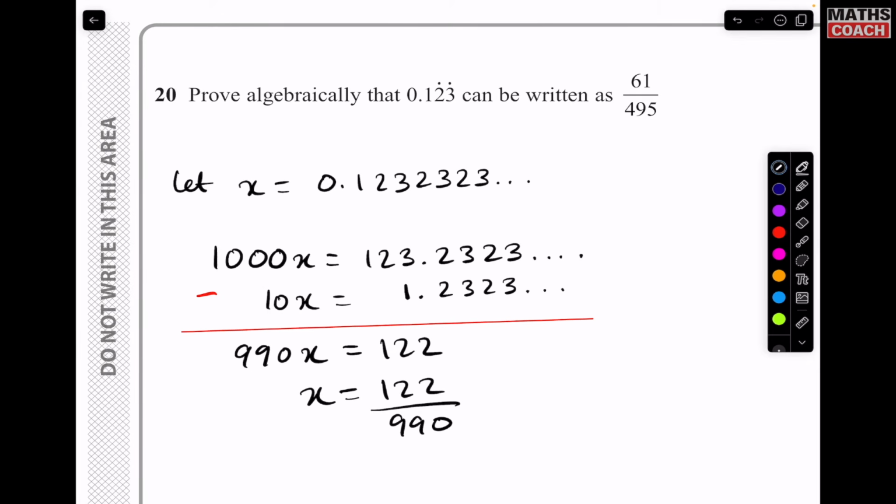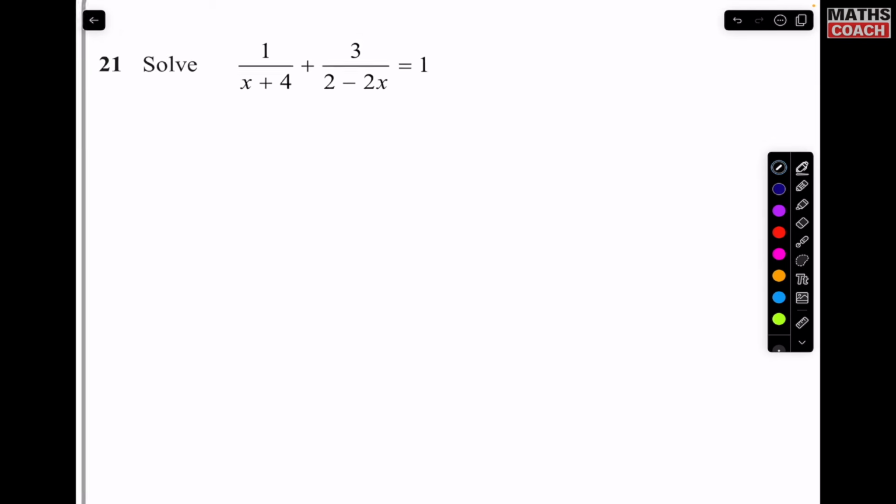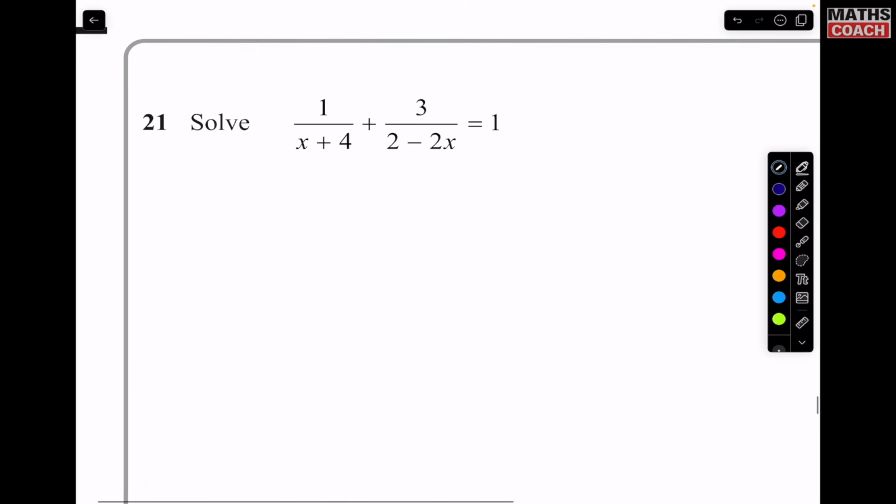But it doesn't look like that yet. So how do we get it to look like that? Well, simple. We just find something that divides both. If we divide by 2, 122 divided by 2 is 61, and 990 divided by 2 is 495. And there you go, we've proved it. All right, question 21 for 4 marks.